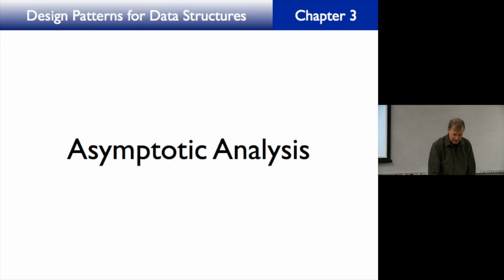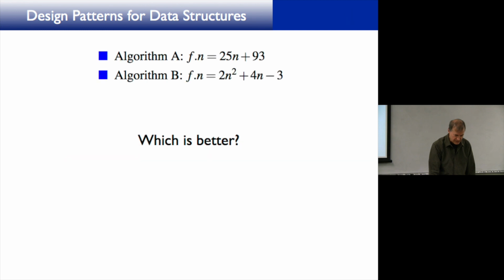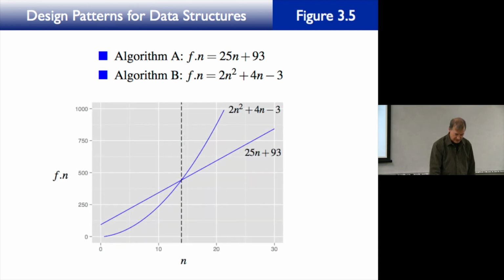Then we did asymptotic analysis. Which is better, f of n is 25n plus 93, or f of n is 2n squared plus 4n minus 3? The answer is, it depends on the value of n, right? Because there's a crossover point. But for big n, which is better? Yeah, 25n plus 93.